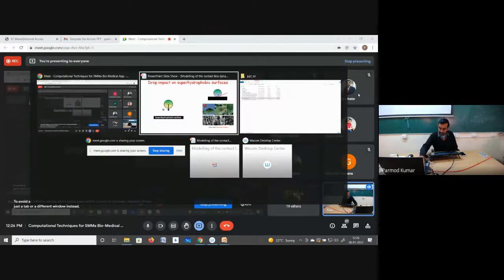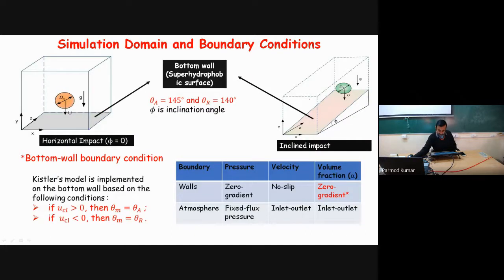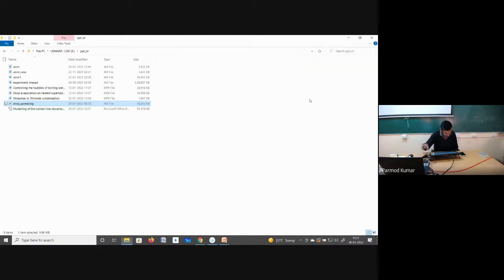I do have one more case of drop impact over super hydrophobic surfaces. So here you can see this is a super hydrophobic surface, and when the drop is impacting, its contact angle will be very high. And we are studying the impact dynamics on these super hydrophobic surfaces. These are the simulation domain and boundary conditions. And let me show you some videos.